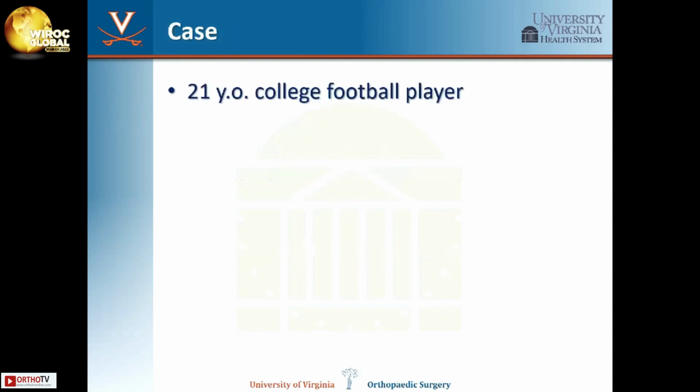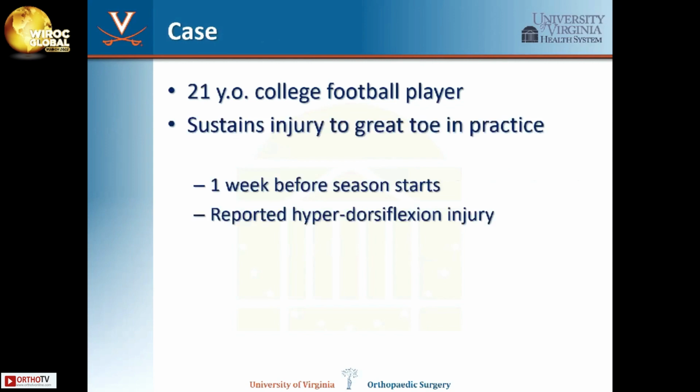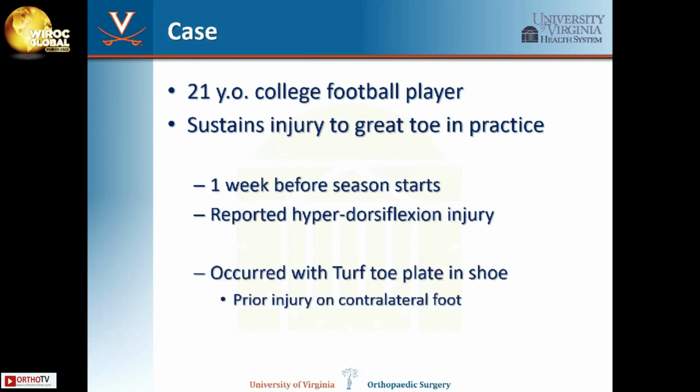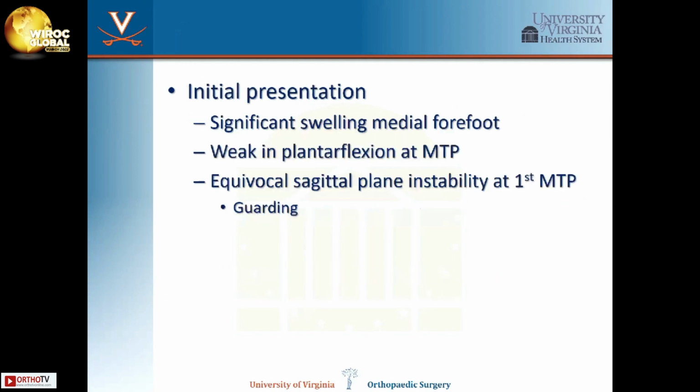This is a case. This is a 21-year-old college U.S. football player. He sustained an injury to his great toe in practice. It was 1 week before the season started after a reported hyperdorsiflexion injury. Interestingly, he had had an injury on the other foot in the previous season and had a turf toe plate in his shoe at the time of injury. So you can see that shoe wear is not absolute in protecting against these injuries. His initial presentation, he had significant swelling at the medial forefoot, weak plantar flexion at the MTP joint, which again is often hard to assess due to pain, as was the sagittal plane instability, but there was a sense that he had a little bit of instability despite his guarding.